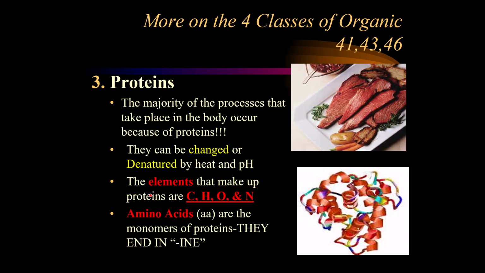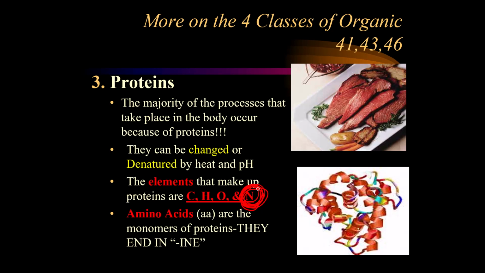Okay. So, the majority of the processing that takes place in our body is done by a protein, like we just talked about, enzymes. Okay. They can be denatured or changed by heat. Here's the new element that they have, nitrogen. Okay. So you'll have carbon, hydrogen, oxygen, and also nitrogen.